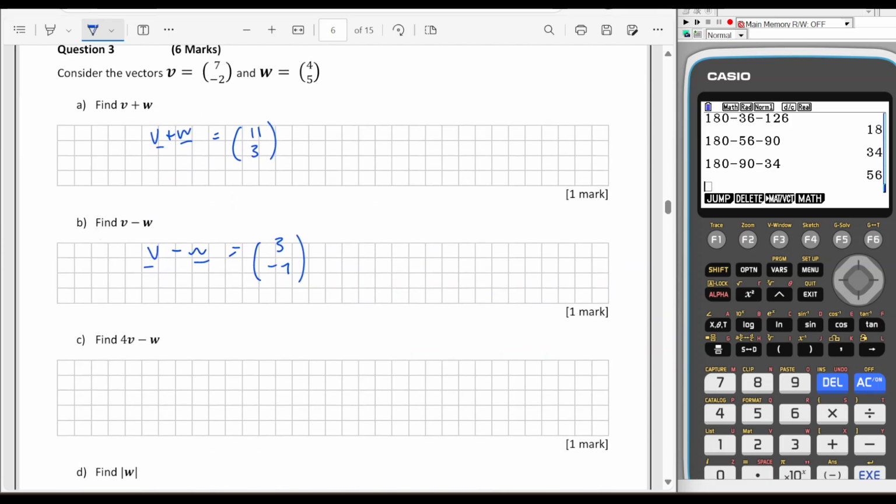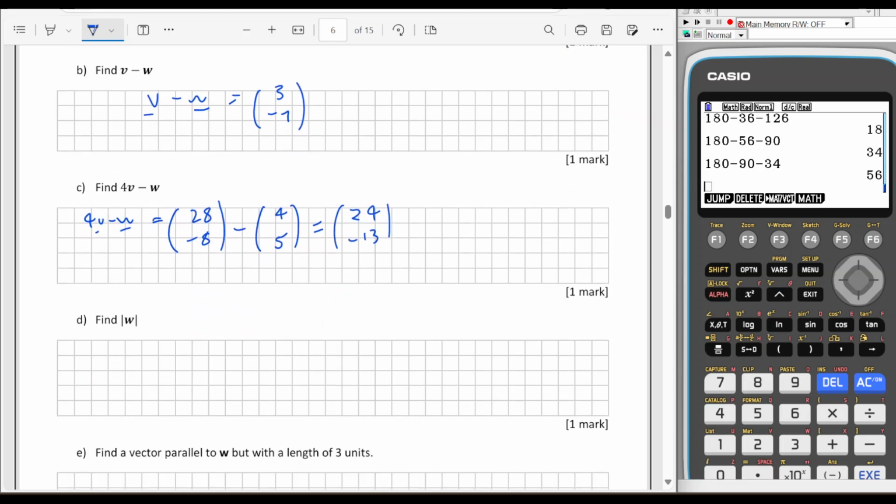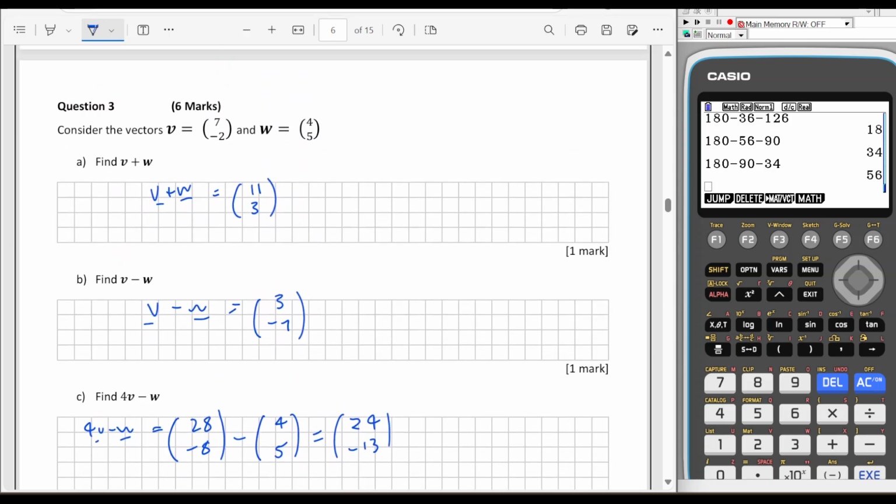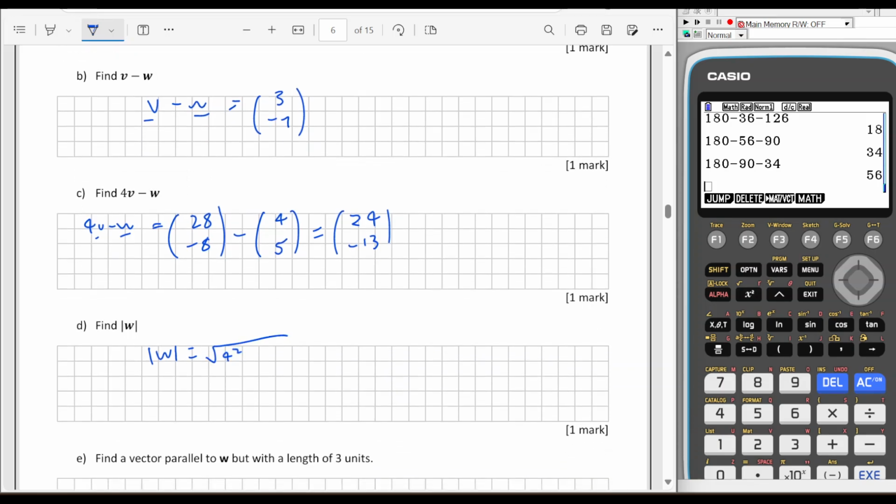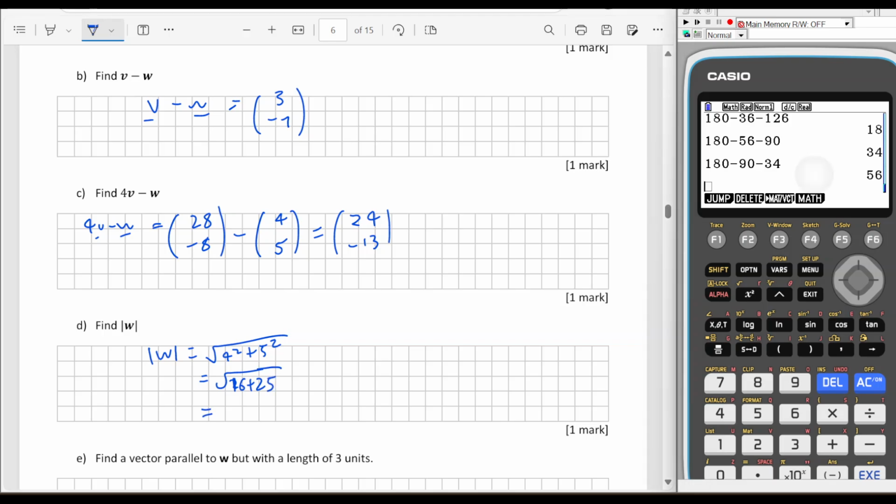For V take W. So 4V take W would be, let's write out 4V first. That's 28 minus 8. And W, so take 4, 5, which equals 24 and minus 13. Find mod W. Mod W is the root of 4 squared plus 5 squared, which is root of 16 plus 25. And let's work that out. Root 41.